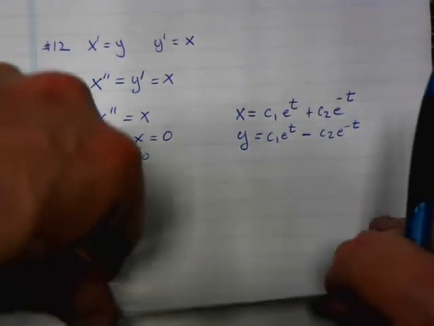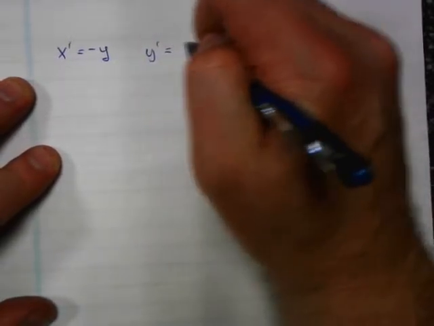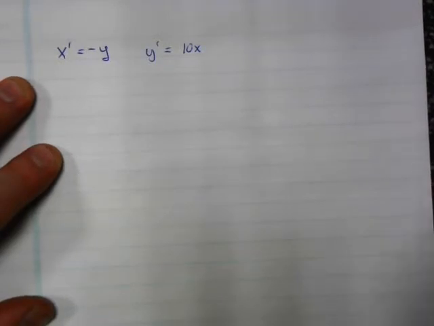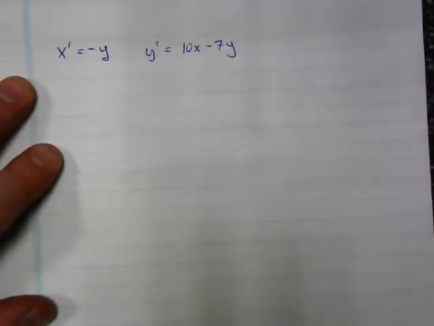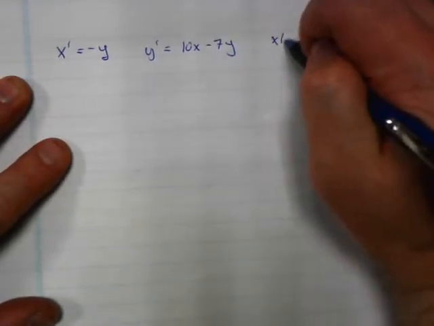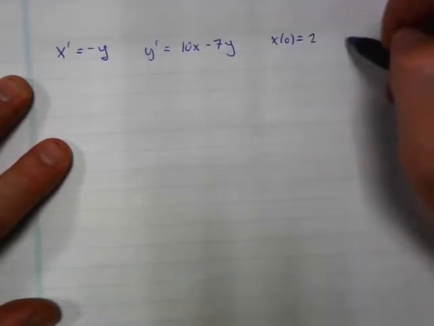All right, let's try another one. How about x prime equals negative y and y prime equals 10x minus 7y. Oh, let's see, this one's got some initial conditions. X at 0 is 2 and y at 0 is negative 7.